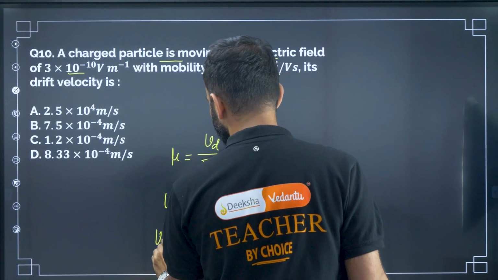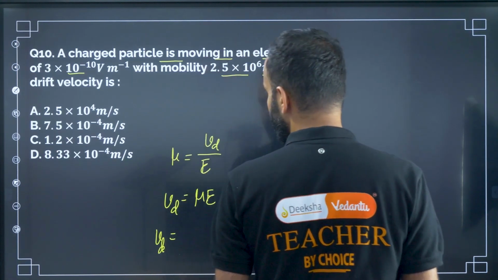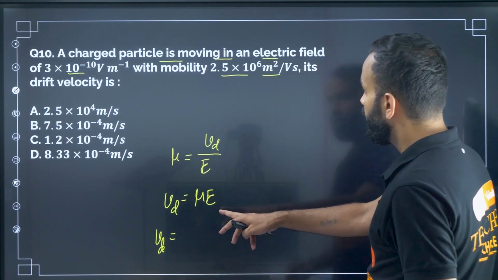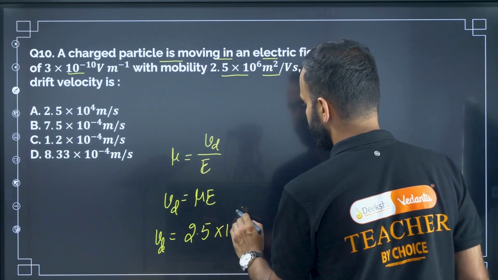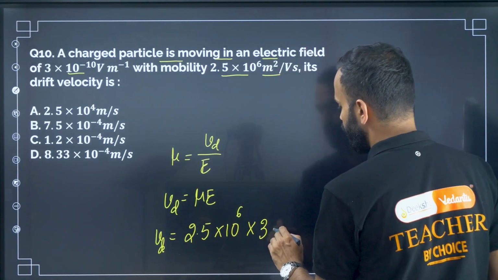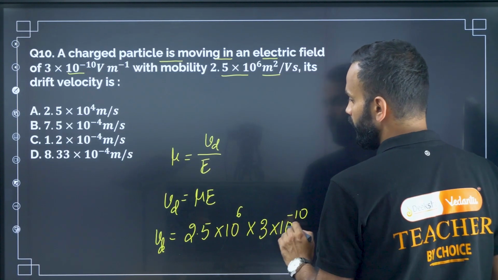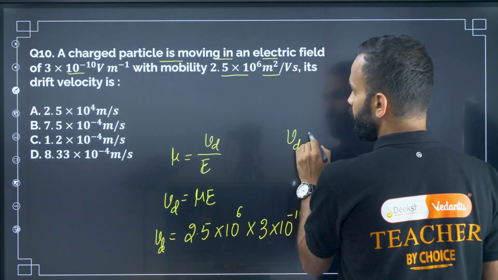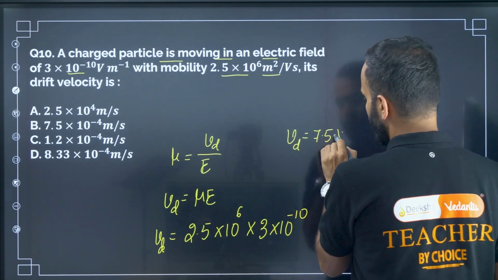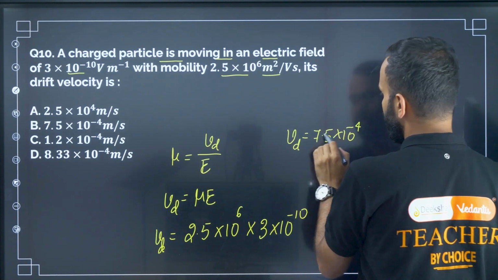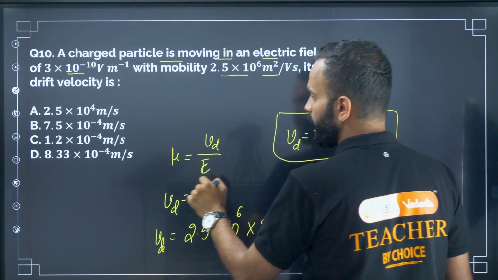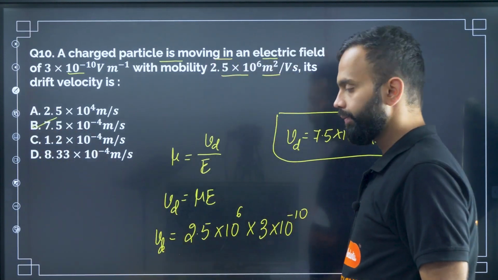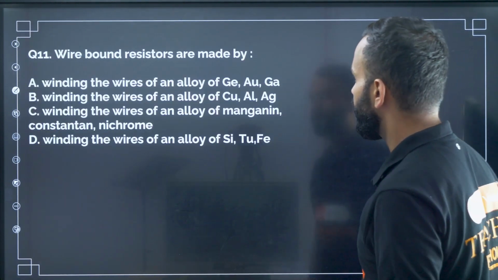Vd is equal to mu, which is 2.5 into 10 to the power 6, into E, which is 3 into 10 to the power minus 10. Now solve this, you will get Vd equal to 7.5 into 10 to the power minus 4 meter per second. This is the drift velocity. So the correct option is B.